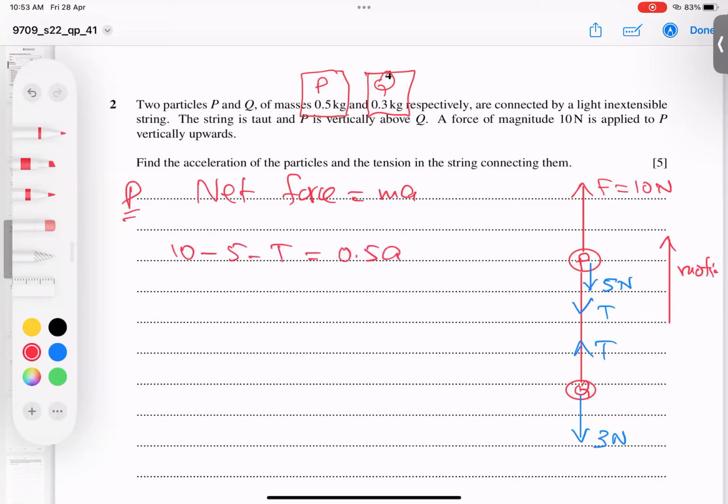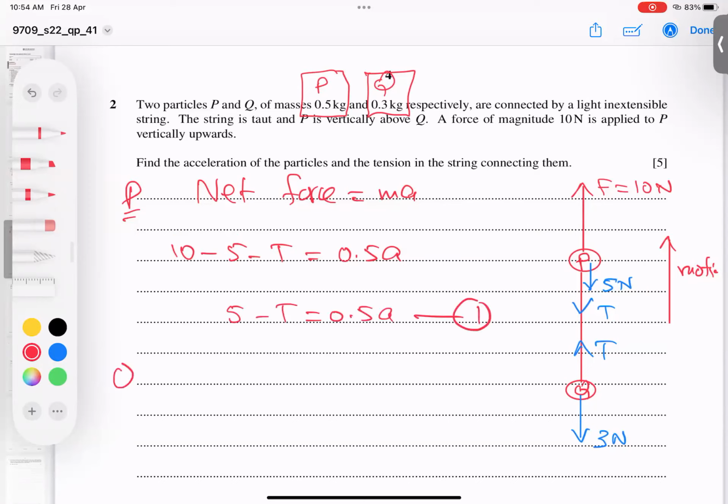Repeat my words. This 10 comes from there, and this 5 comes from there, and tension is downward, so negative, because both are downward, so minus minus signs. And the mass of the P particle is 0.5, and A I don't know. I believe this much is very clear, and I write it again. I got this 5, so simply 5 minus tension equals 0.5 A. I got equation number 1 done.